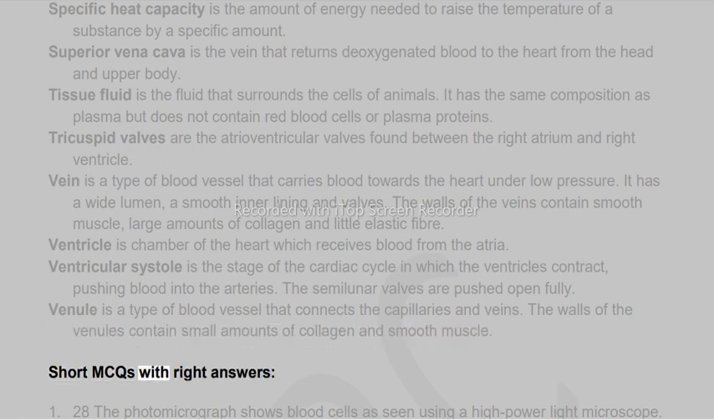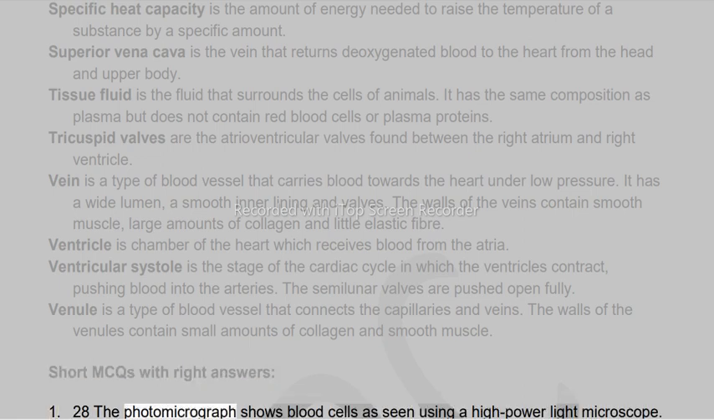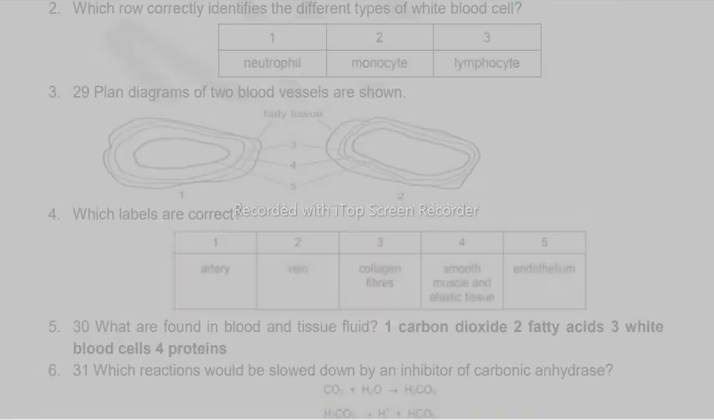Short MCQs with right answers. 1. 28. The photomicrograph shows blood cells as seen using a high-power light microscope. 2. Which row correctly identifies the different types of white blood cell? 3. 29. Plan diagrams of two blood vessels are shown. 4. Which labels are correct?